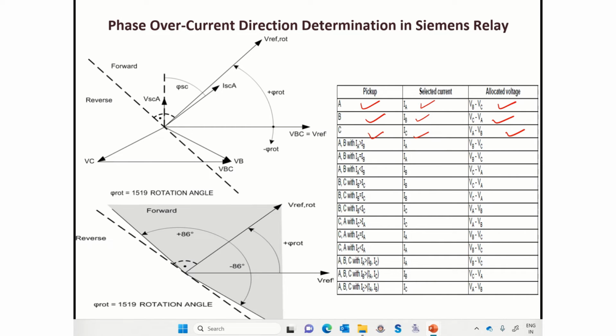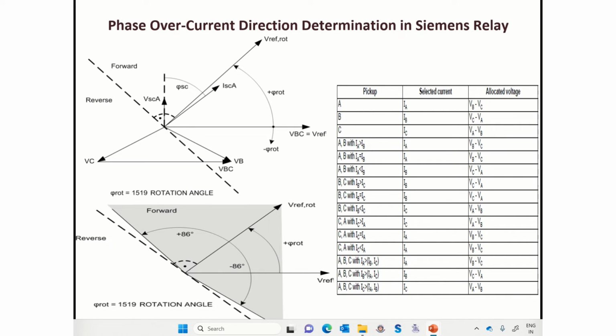Then in this relay, there are no settings like RCA and ROA. Internally, this relay says that its ROA is plus minus 86 degree. Like in the ABB relay, we can set ROA to 90 degree or 85 degree or 80 degree, but in the Siemens relay it is fixed at 86 degree. So wherever our RCA comes, we have to draw plus 86 or minus 86 from that.